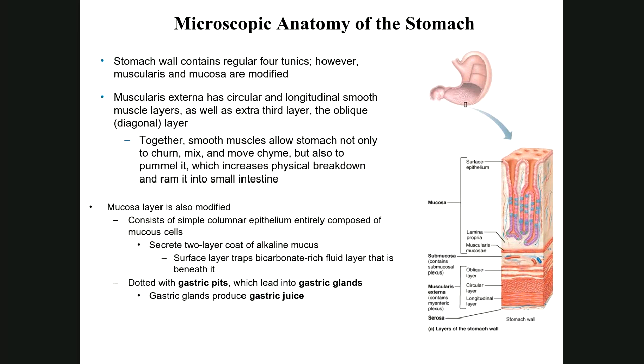The mucosa is also modified. I remember we have the epithelium, lamina propria, and then some muscularis. The epithelium consists of columnar epithelium, entirely composed of mucous cells that secrete a two-layer coat of alkaline mucus: a surface layer that traps a bicarbonate-rich fluid layer beneath it. And you have those gastric pits, which lead into gastric glands, and the gastric glands produce the gastric juice.